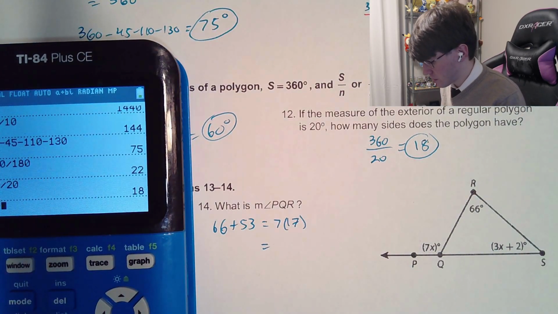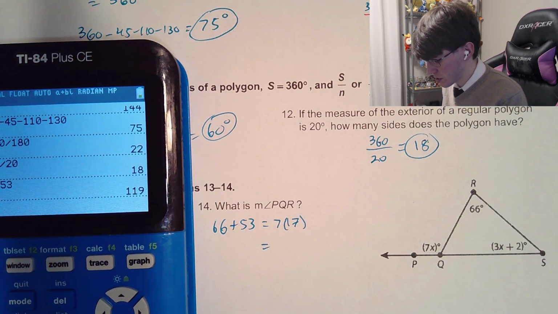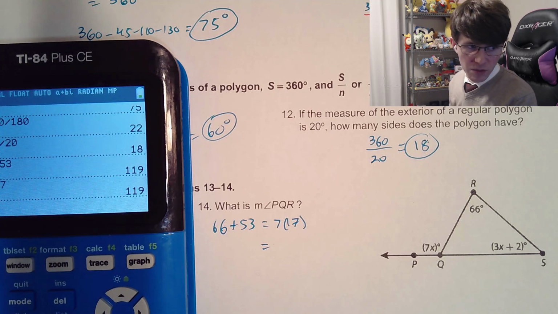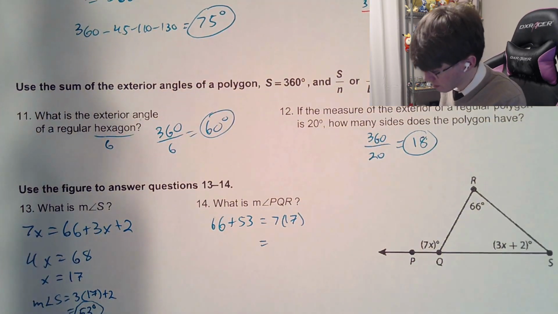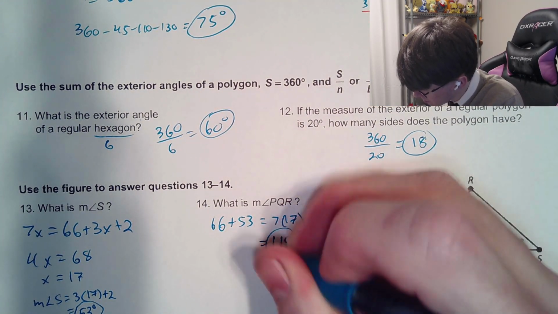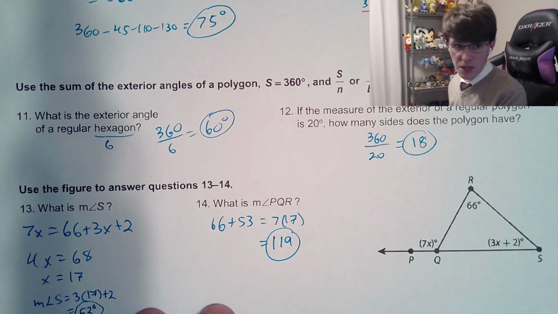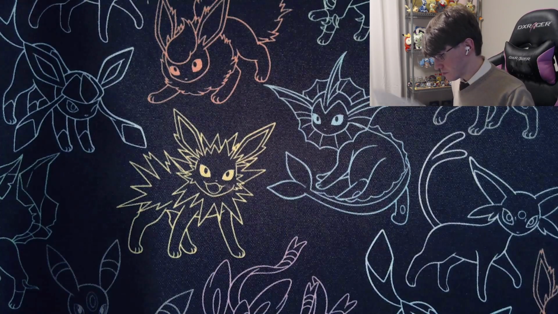Let's see, 66 plus 53, and we can actually prove this by doing 7 times 17, and we get the same exact answer. Either way, you get 119. It does not matter. Both methods are acceptable. Let's go to the next page.